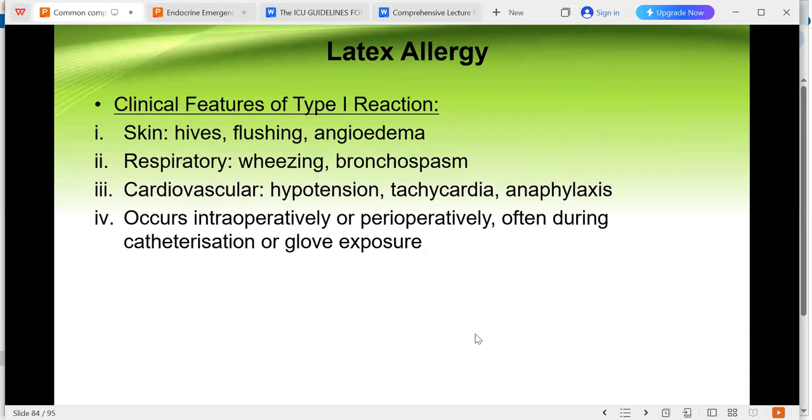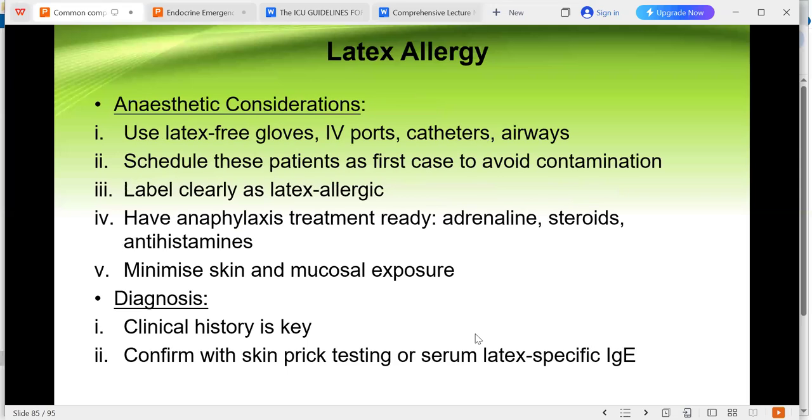So clinical features are usually type 1: the skin, respiratory, cardiovascular, and so on. It can occur intraoperatively or perioperatively, often during catheterization or glove exposure. So beware of latex allergy. If I remember, there was a part one exam in those days that talked about latex allergy.